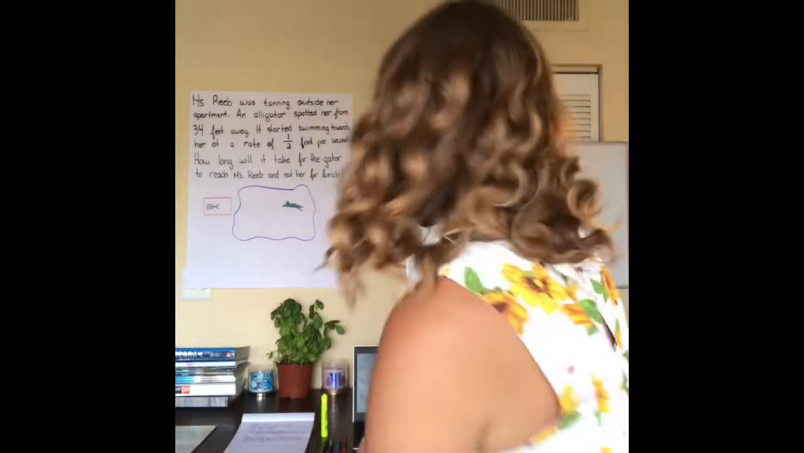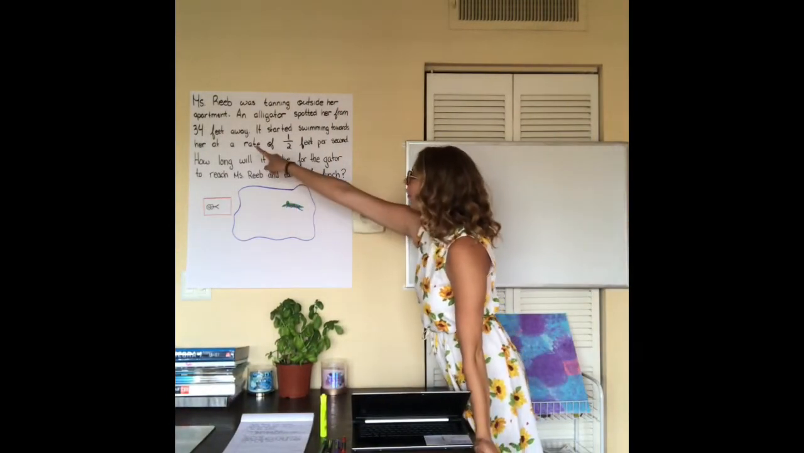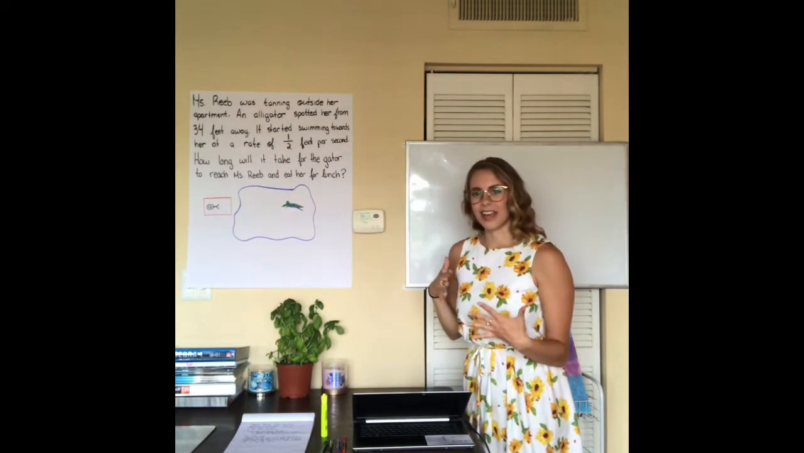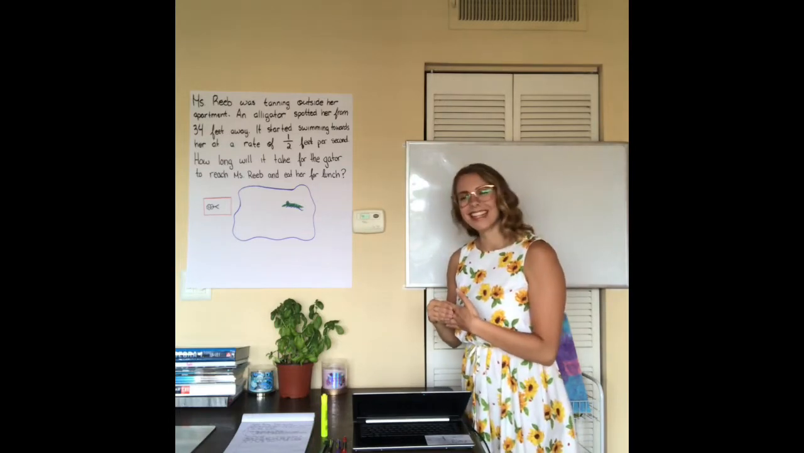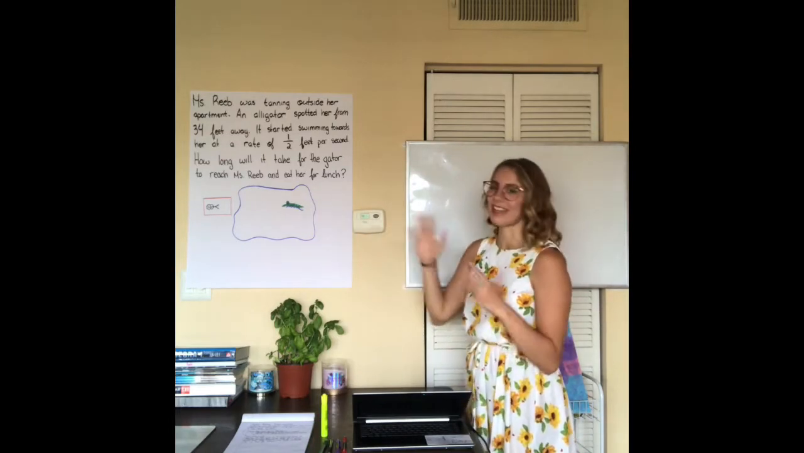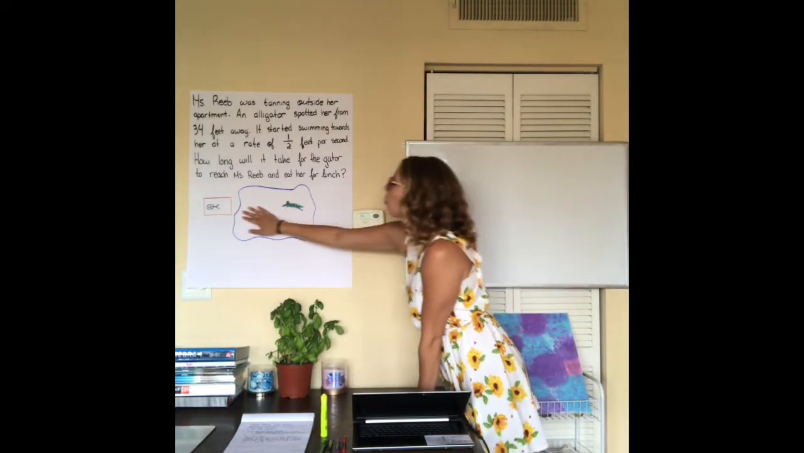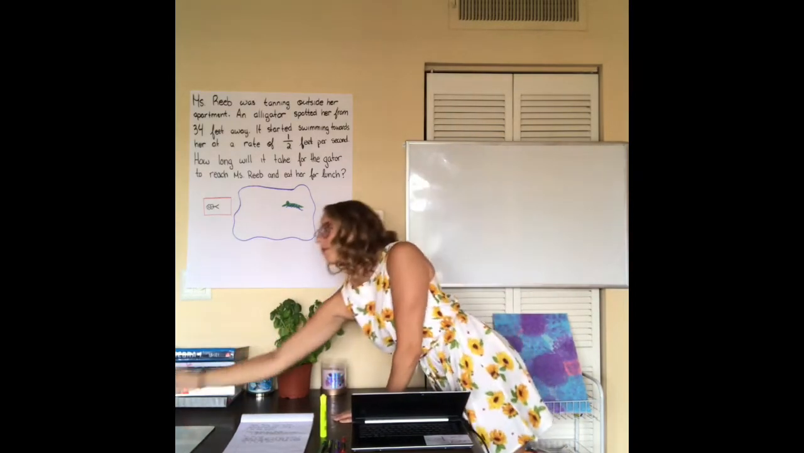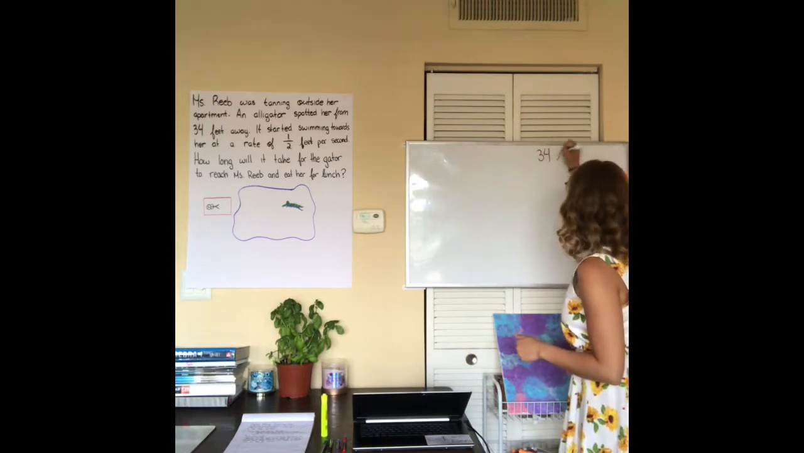The first thing I want to point out is that this alligator is 34 feet away from Miss Reeb. Now my alligator doesn't look great. I'm not an artist, and like I said, I've never actually seen an alligator, so I just kind of guessed what it would look like. So this alligator is 34 feet away from me. That's going to be important in a minute.